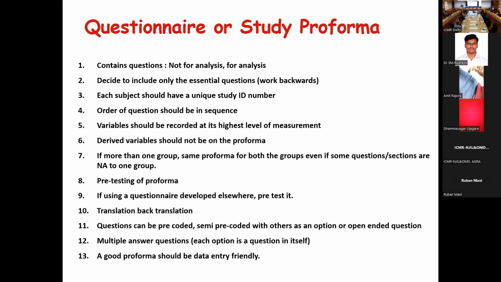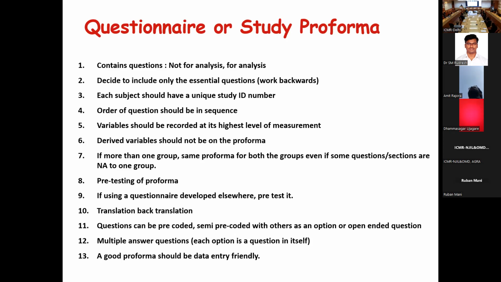There are some broad rules for this. Questionnaire, as I said, it contains questions, some for analysis, some not for analysis. Decide to include essential questions. That means you make your dummy table first, and then work backwards. To fill those dummy tables, whatever questions are required, only those questions should be on your questionnaire. And each subject should have a unique study ID, right?